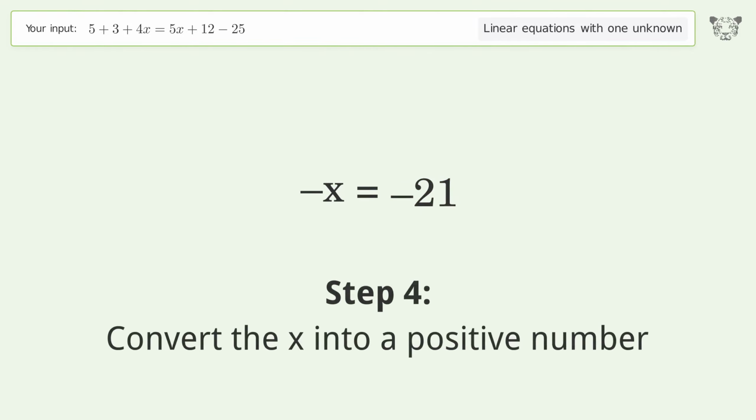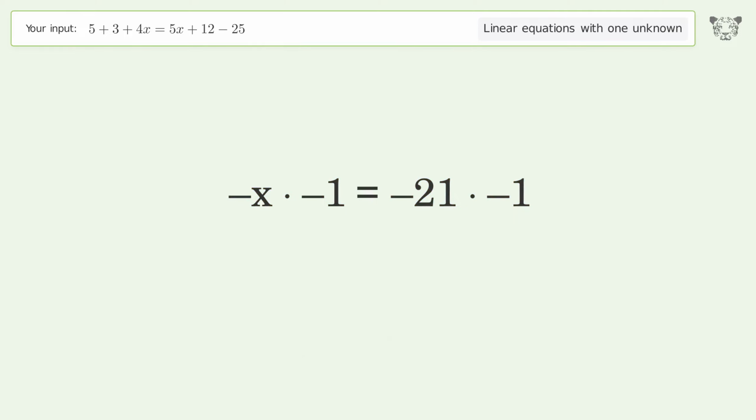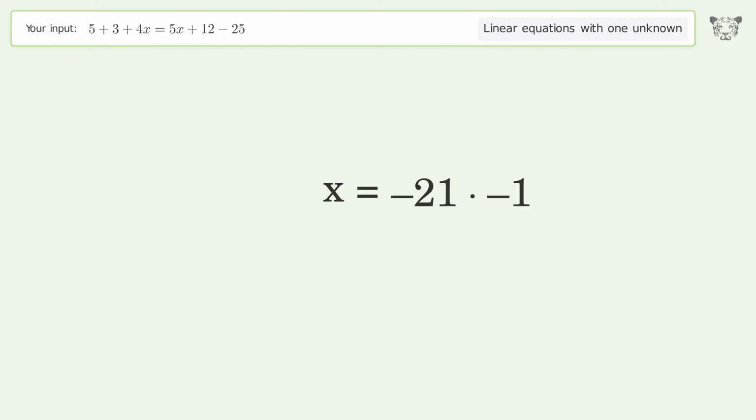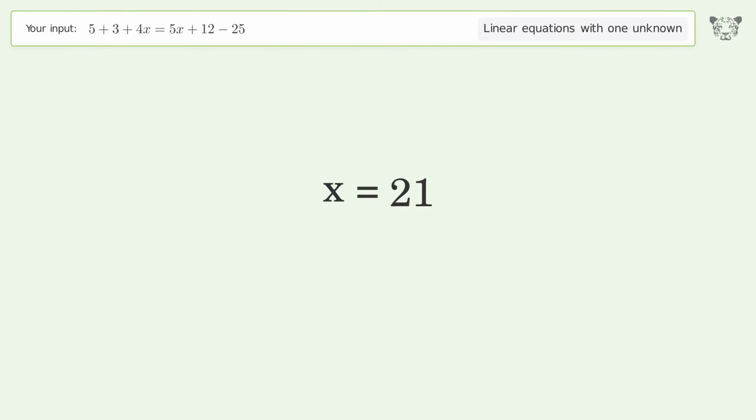Convert the x into a positive number. Multiply both sides by -1. Remove the ones. Simplify the arithmetic. And so the final result is x equals 21.